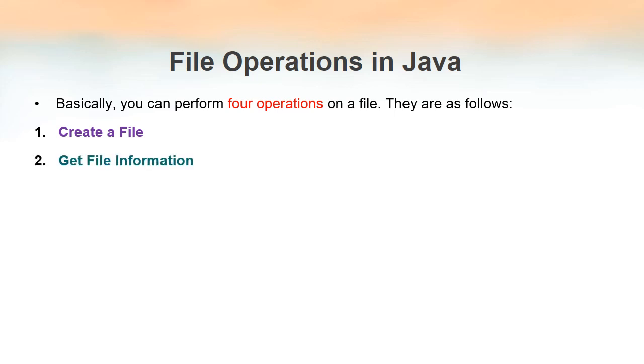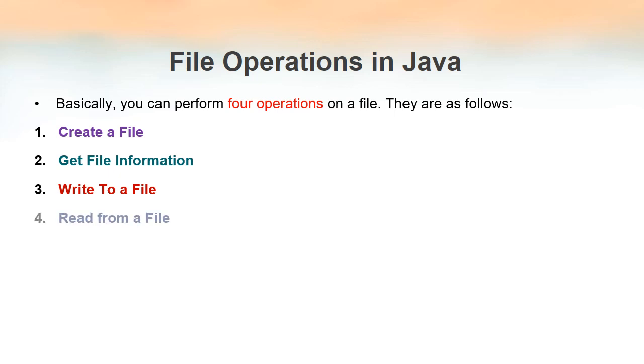Second one is to get the file information. That means whether the file is readable or whether the file is writable, then the length of the file, etc. All those things are known as file information. Then write to a file. If we have some contents that we have to insert into a file, we have to write it to a file. That's one of the operations.